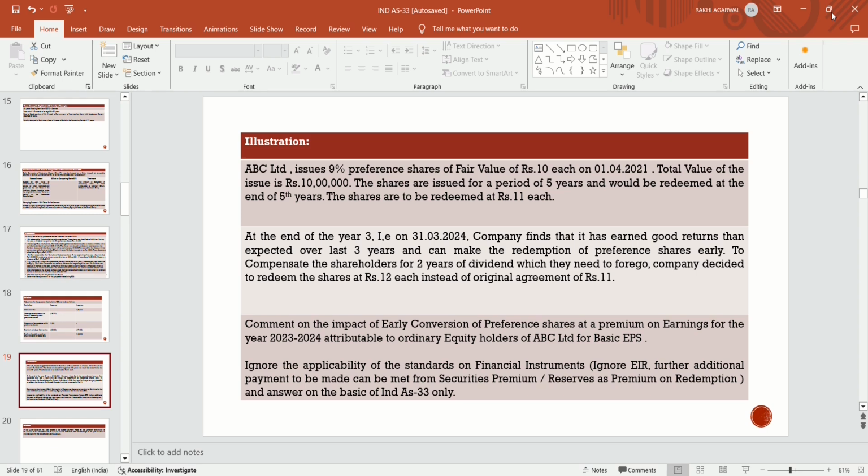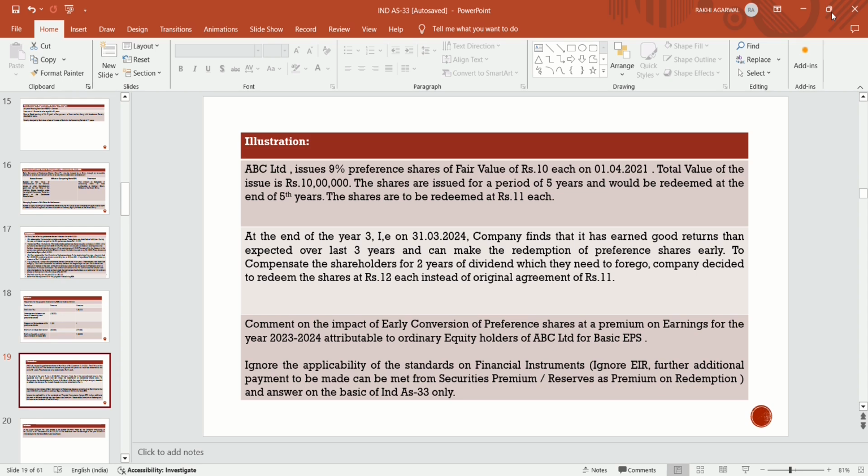To compensate the shareholder for the 2 years of dividend which they need to forgo, the company decided to redeem the shares at a higher price, because it is an early redemption. In case of early redemption, what happens? There is a loss of dividend to the shareholders for 2 years, because the contractual period is 5 years and they redeemed the shares within 3 years. So there is a loss of dividend income to the shareholder. The company wants to compensate that by paying the preference shareholders rupees 12 each against the original agreement of rupees 11.